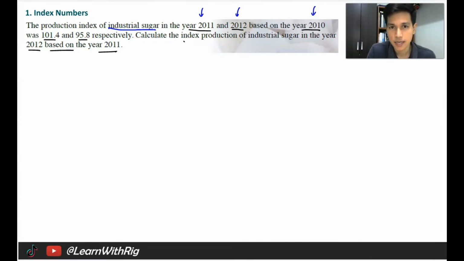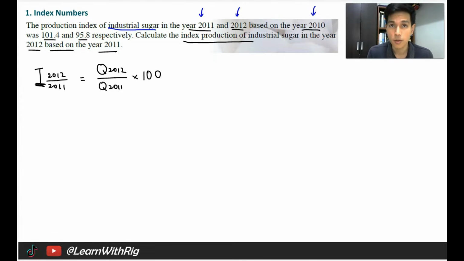In this case, they are saying calculate the index production in year 2012. So that means they want I 2012 based on 2011. Okay, this is what you're looking for. We're going to reverse engineer. So from the back, you see it says that you're finding for index 2012 based on 2011. So if this is what you're looking for, what's the formula? The formula is Q 2012 divided by Q 2011 times 100. This is supposed to be your formula, correct?